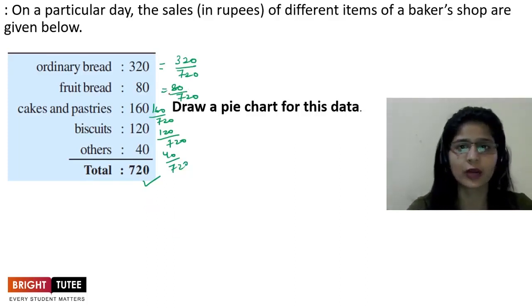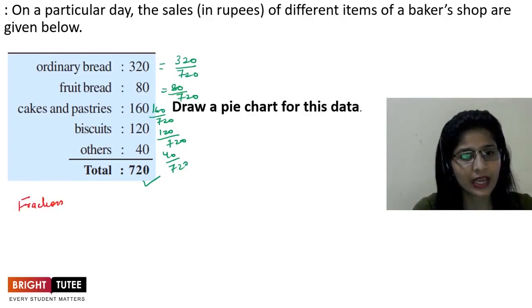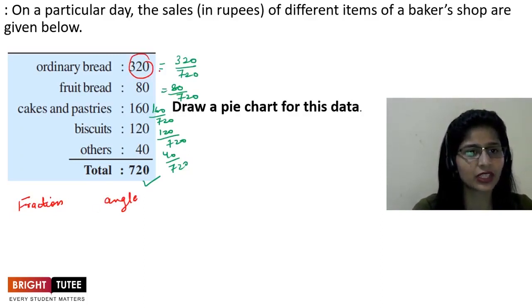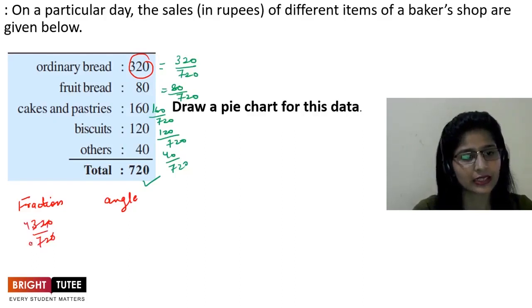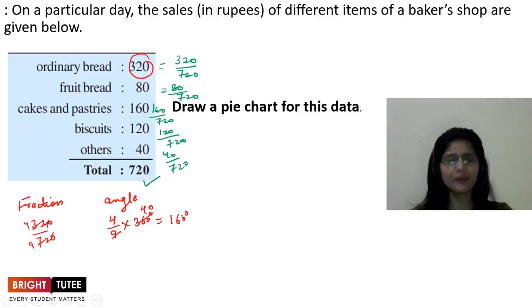So let us first find out the fraction, right? So I am writing fraction, and then here I will find the angle. So what is the fraction? The first fraction, for the ordinary bread, is 320 upon 720, and when we cancel it, 8 4s are 32, and 8 9s are 72. So 4 upon 9 is the first one. This is the fraction 4 upon 9, and the angle will be 4 upon 9 of 360 degrees. 9 4s are 36, so we have 160 degrees. So as I have found for one, you can all find for all of them, right?